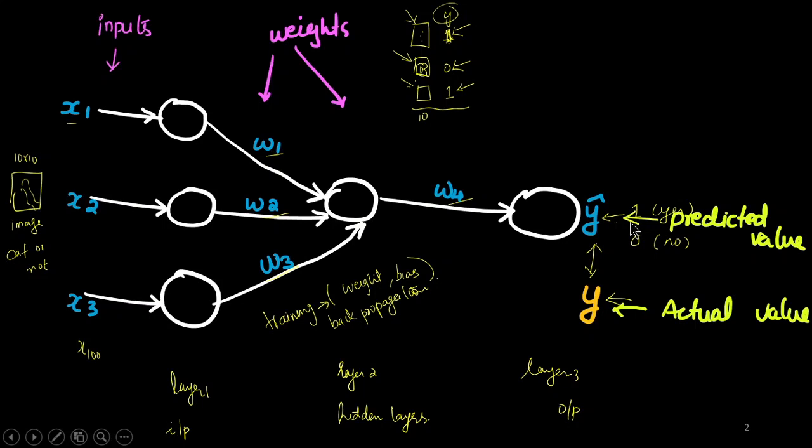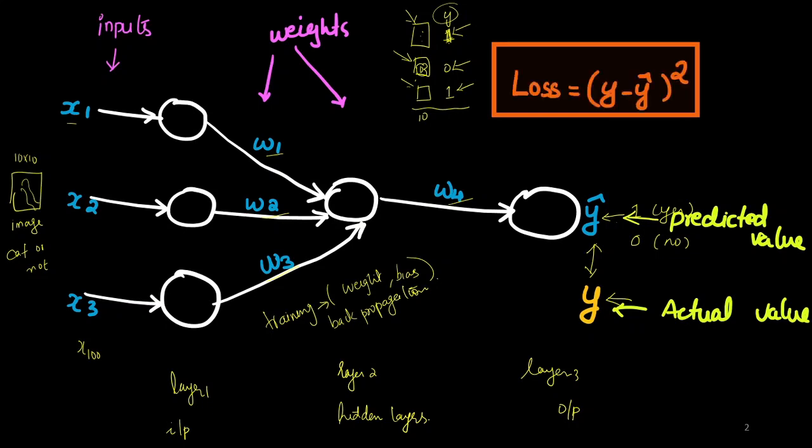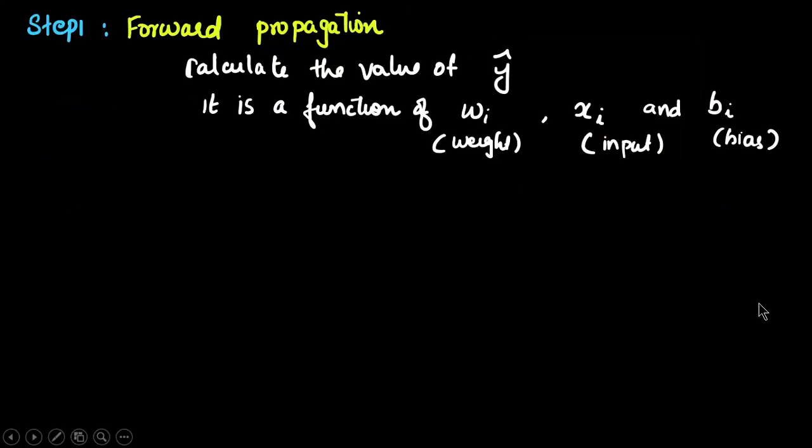Okay, or the predicted value. And we have to find out the difference between this y and y cap, and we call it the loss. Loss is equal to y minus y cap the whole square. So we generally call it the mean square error.